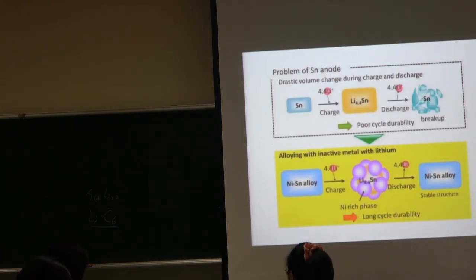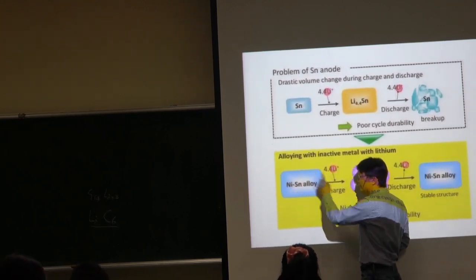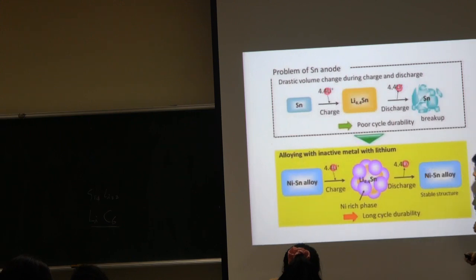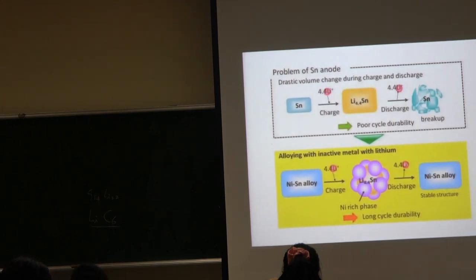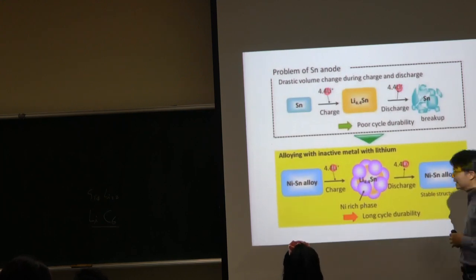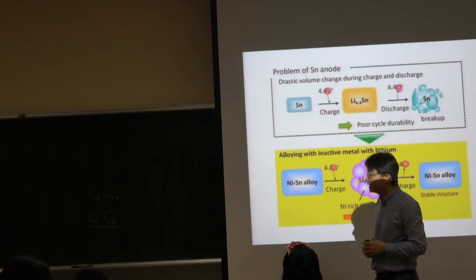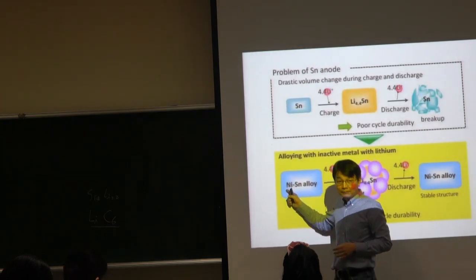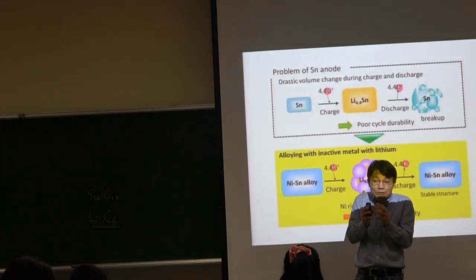So scientists developed some materials like alloying materials, like nickel alloying. This makes the charge and discharge more stable. Not only nickel, but also other transition metals can be considered, like copper. Steel is also soft.